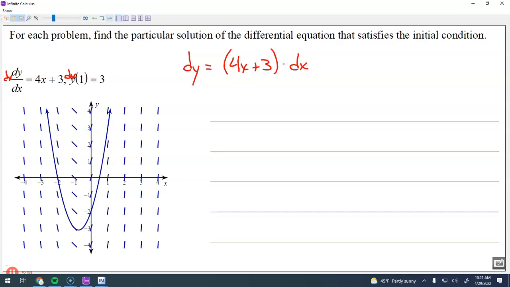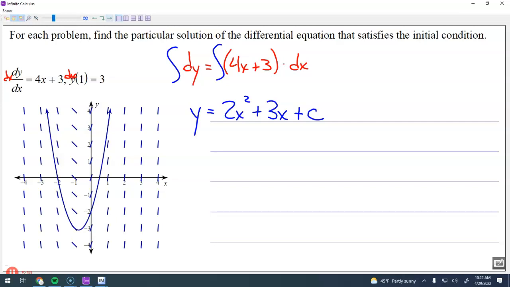So if I've got dy and dx and I want to go up to the y and x level, how do I get from dy to y? How do I get from dx to x? Integrate. Integrate both sides. What's the integral of dy? It's y. And then over here, what's the integral of 4x? 2x squared. Integral of 3 is 3x. And then you've got a plus c, right?